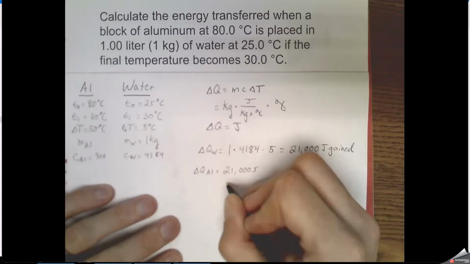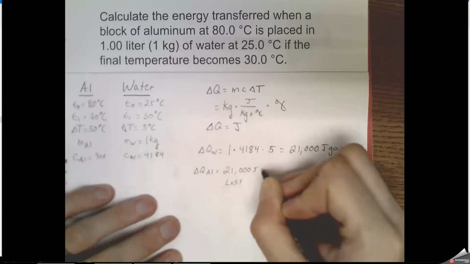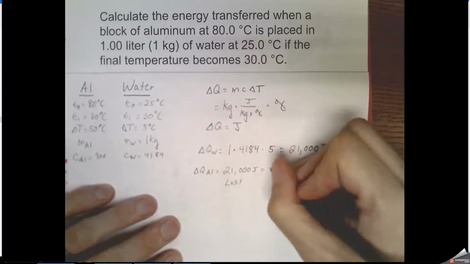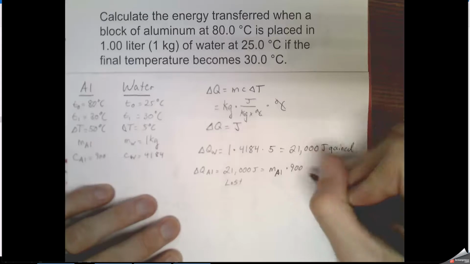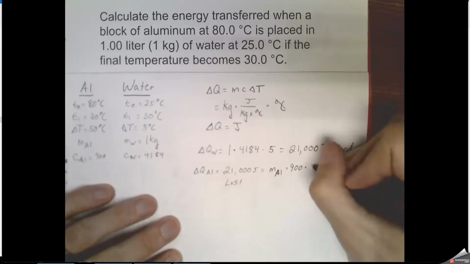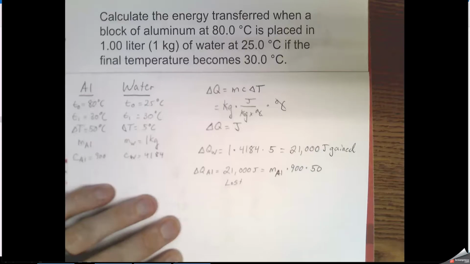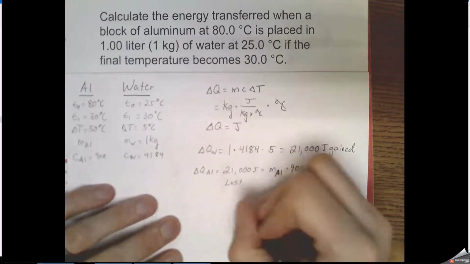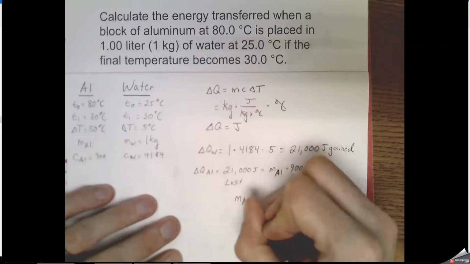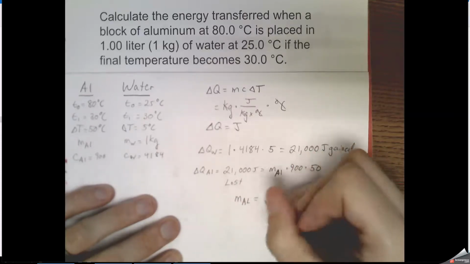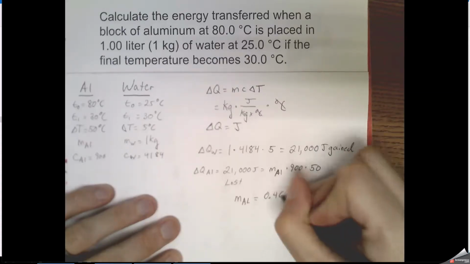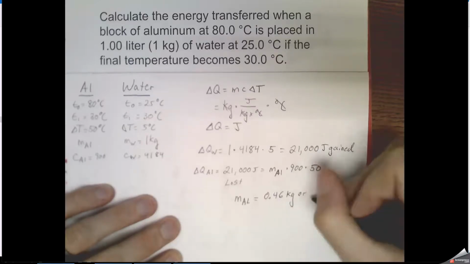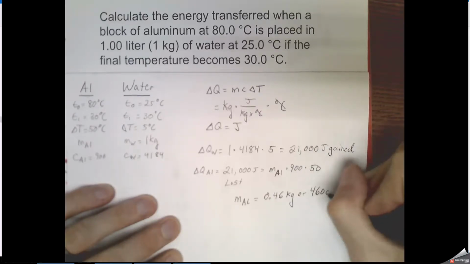So we're going to set that 21,000 lost equal to our mass, which we don't know, times our specific heat, which is 900, times our change in temperature, which was 50 degrees Celsius. So 900 times 50 is 45,000. So 21,000 divided by 45,000 gives us the mass of that aluminum in this situation being 0.46 kilograms, or 460 grams.